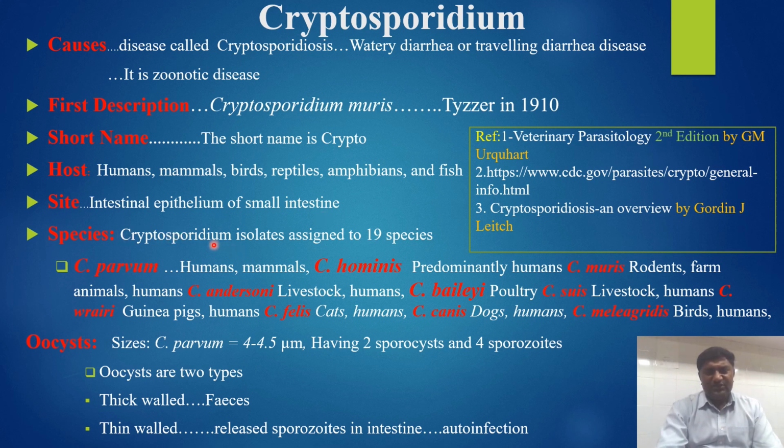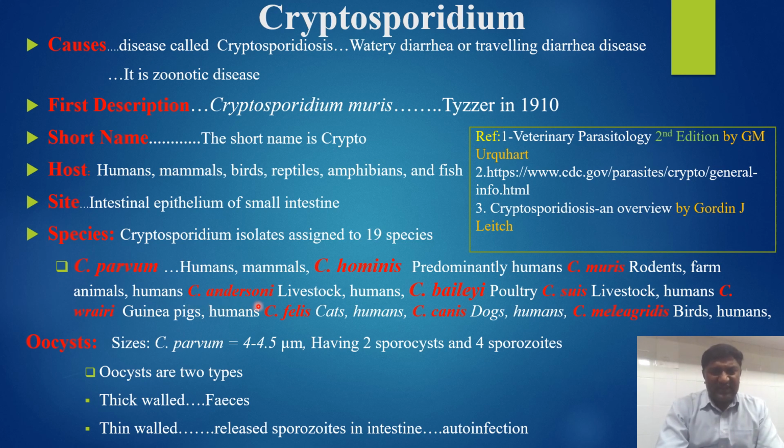but it is divided into isolates, and these Cryptosporidium isolates are assigned to 19 important species. The first one is Cryptosporidium parvum. It is present in humans and mammals, while Cryptosporidium hominis is predominantly present in humans, while Cryptosporidium muris is present in rodents, farm animals, and humans.